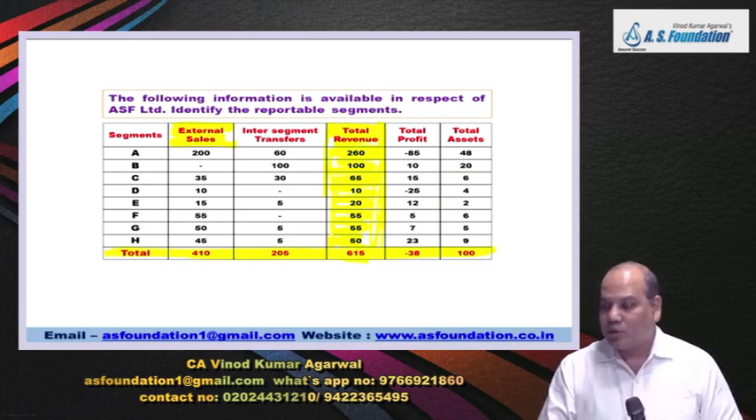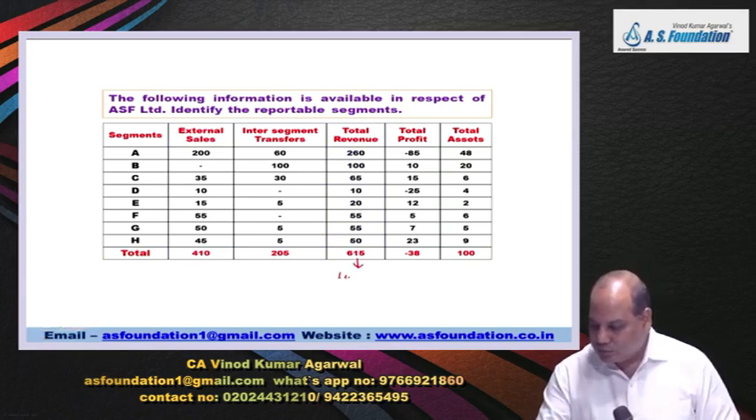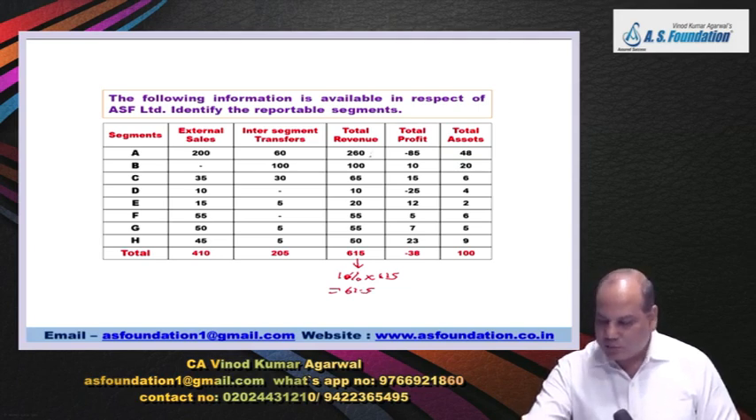So which column is relevant? Total revenue column. How much is the total? 615. 10% of that, 61.5. That means if the total revenue of a segment is 61.5 or more, 10% of 615 is 61.5. Now you tell me which segments are reportable segment here. A, B, C also. That's it.